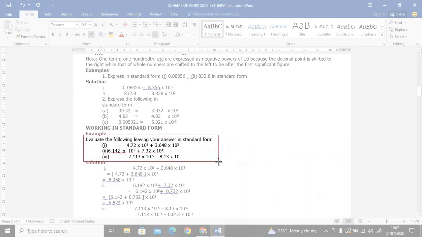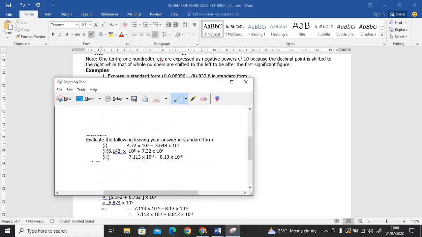They have to make it in standard form. This is addition and subtraction in standard form. It's common. You always see something like this.